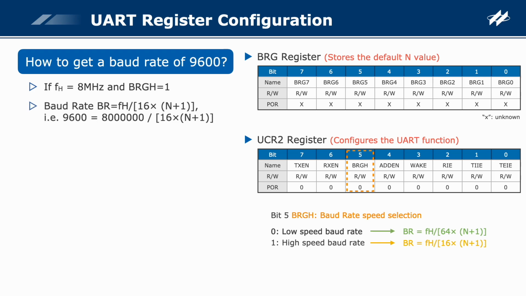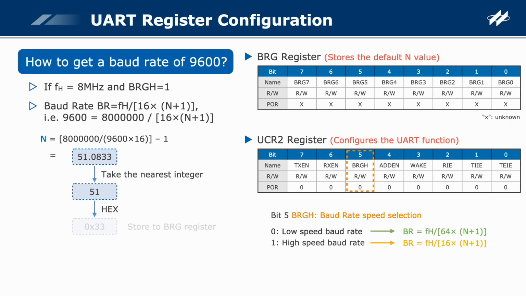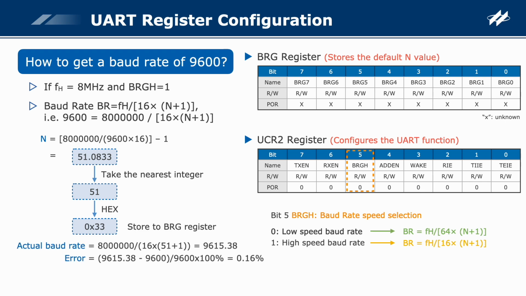According to the formula, we can get an N value of 51.0833. Take the nearest integer 51, convert it to a hexadecimal value of hex 33, then store it into the BRG register. Then we calculate the error between the actual baud rate and the selected baud rate, which is 0.16%. It should be noted that the smaller the error between the actual baud rate and the selected baud rate, the smaller the bit error rate.